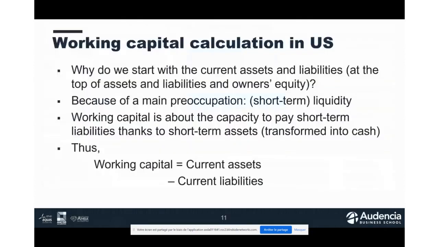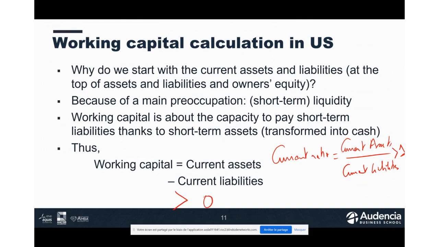We do that because normally from the balance sheet, we want the working capital. And the working capital is the current assets minus current liabilities. We have also the current ratio. Current ratio, it's current assets divided by current liabilities. So if your working capital is higher than 0, it means that the current ratio is higher than 1.